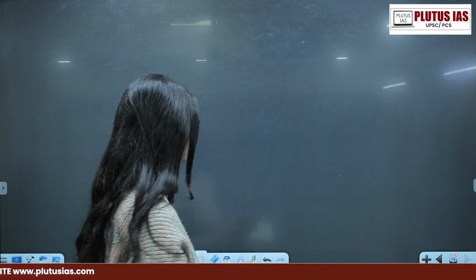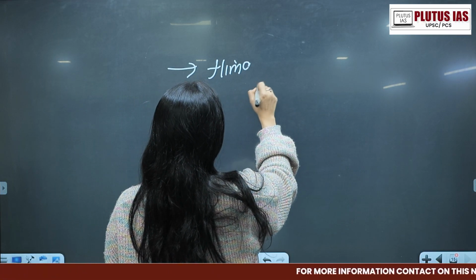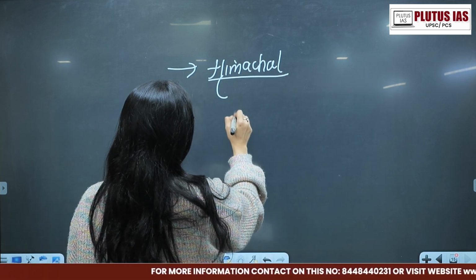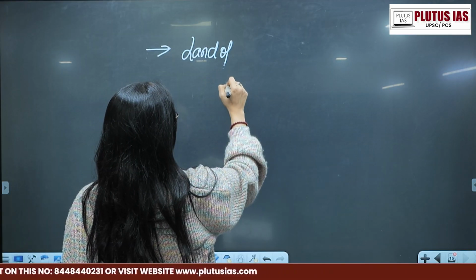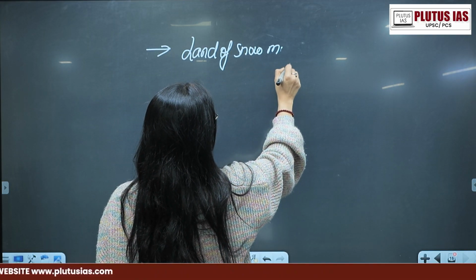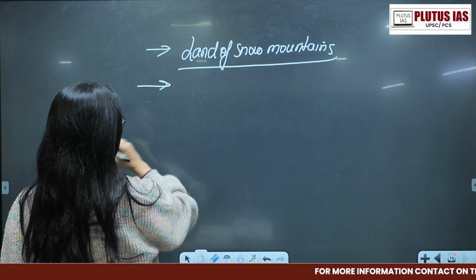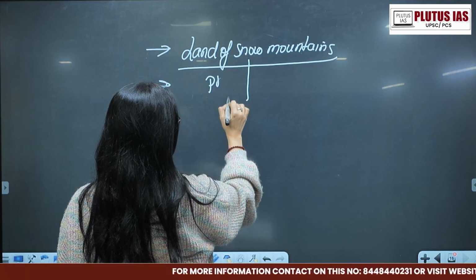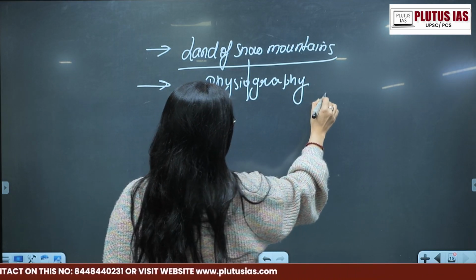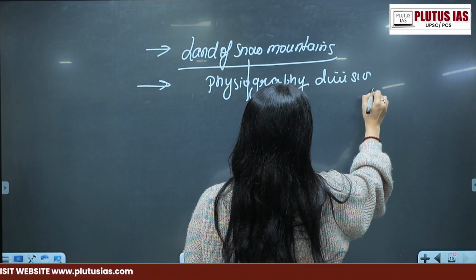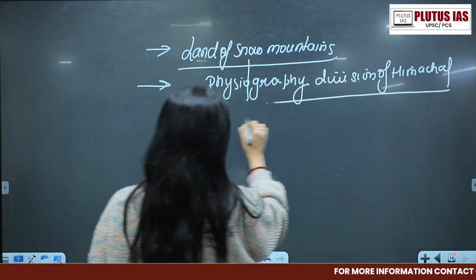So first I will discuss how Himachal has been placed. We also call Himachal the land of snow mountains. As you know, it is in the upper latitudes of India, right? And then we can divide the physiography of Himachal into four parts. Physiographic division of Himachal can be done into various parts.